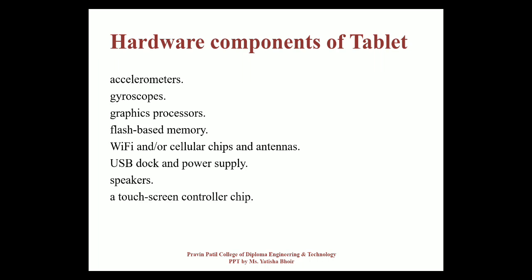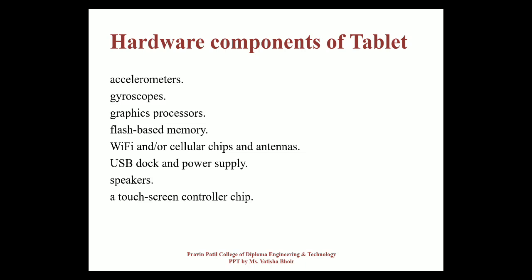Now the next is hardware components of tablet. So desktop and laptop hardware components are similar, but the tablet has different hardware components than desktop and laptop. There, first is the accelerometer. Now what is an accelerometer? An accelerometer is used to measure the motion and position of an object. Means we can use the accelerometer in the tablet or in the mobile to measure the motion of the human, how many kilometers we have run, like that.